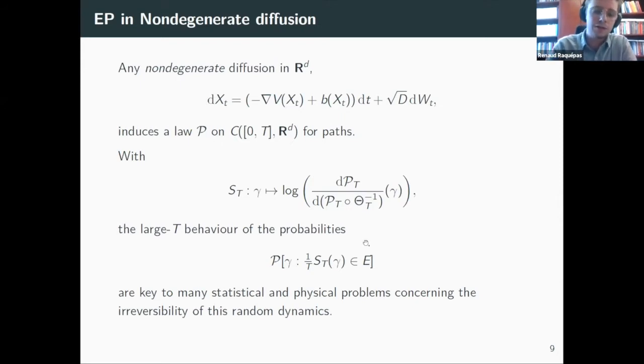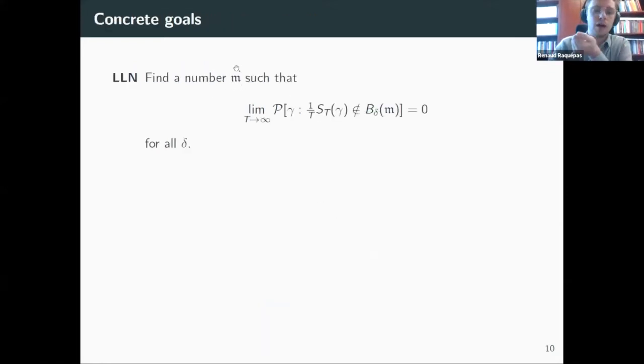So what kind of knowledge would we want to have about such a function? The first basic question would be: can I find a number m, which I would call the mean, such that the probability that the time averaged entropy production falls far from the mean goes to zero? No matter what delta is, the probability that I'm outside a radius delta around m goes to zero. That's a convergence in measure to the mean, and I call that a law of large numbers.